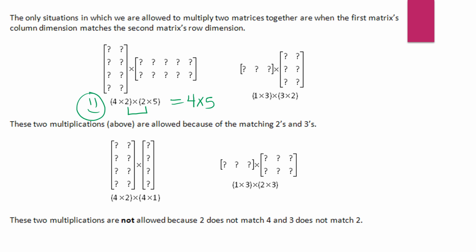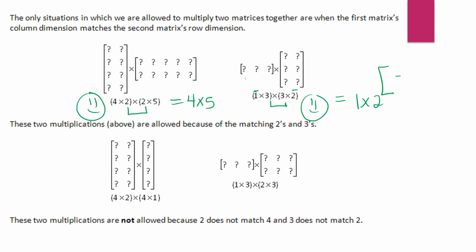Our next one, we have a 1 row by 3 column, a 1 by 3, multiplied by a 3 by 2. Again, the interiors match. That's good. So we can multiply this, and the product will be the outside pieces, the 1 by 2.